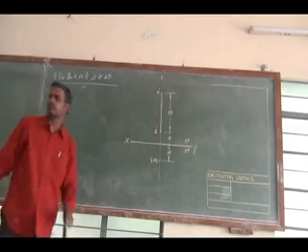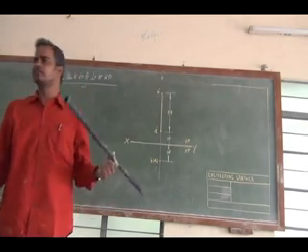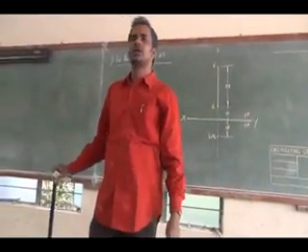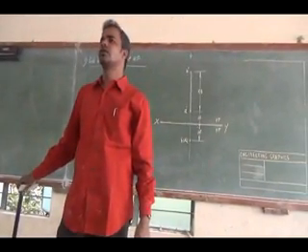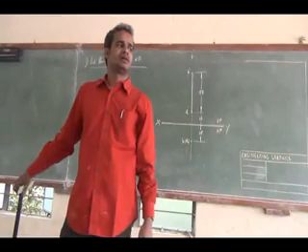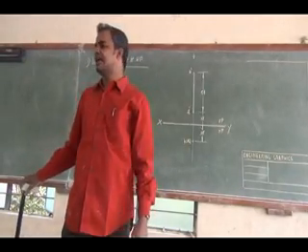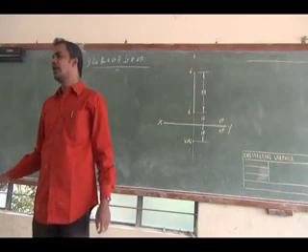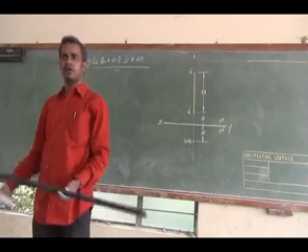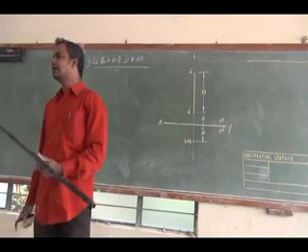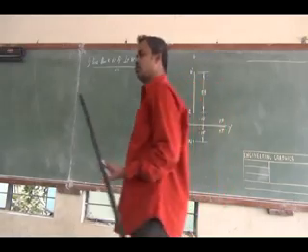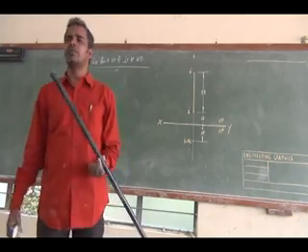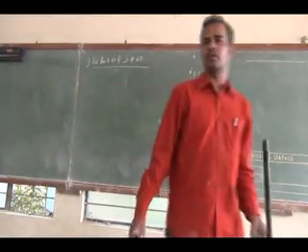a line AB of length 50 mm has its end A 20 mm above HP and 10 mm in front of VP.